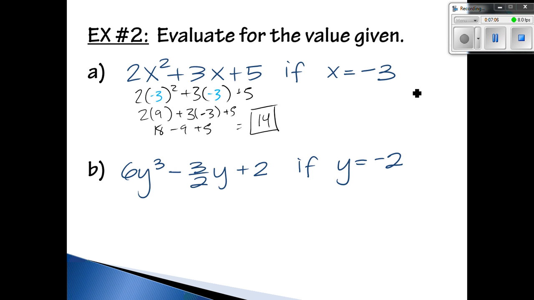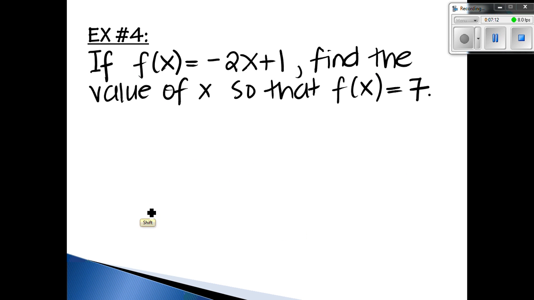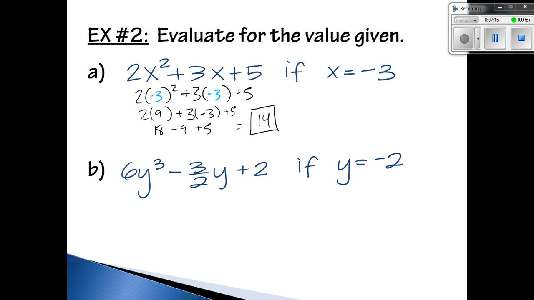Do you guys want to pause and see if you can do number 6 on your own? I think you can do it. Remember, you're just plugging in wherever you see y. So why don't you guys try this on your own, and good luck.